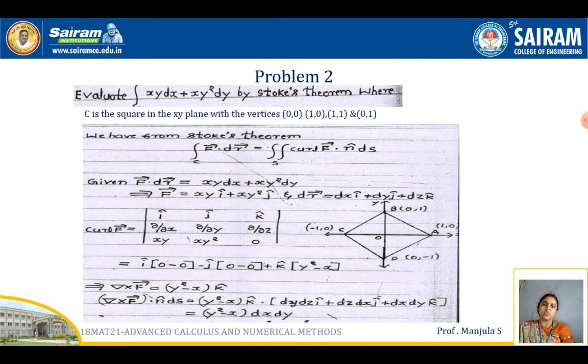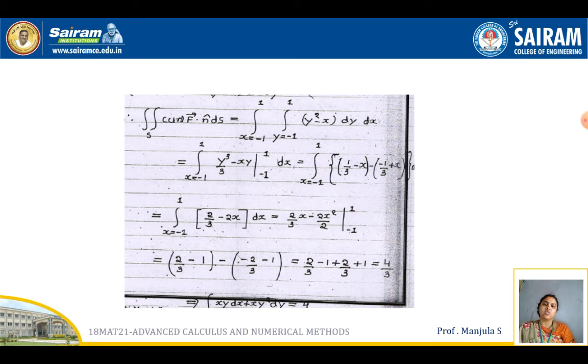This is the solution. You just substitute in the formula. So that will become double integration over S of curl f dot n cap into dS. Here with the help of the diagram we can easily find out the limits of x and y, that is minus 1 to plus 1. So integration from x equals minus 1 to plus 1 and y equals minus 1 to plus 1. So the integral is (y² − x) dy dx. It's a double integration. On simplification we are getting the solution as 4/3. So this is our required solution.